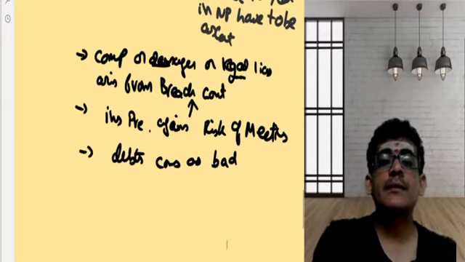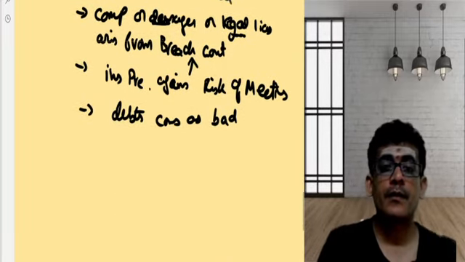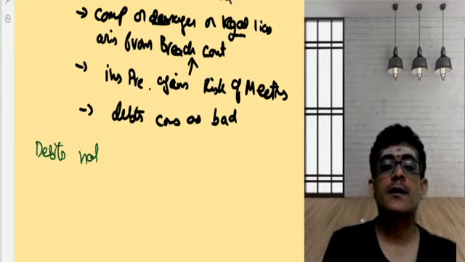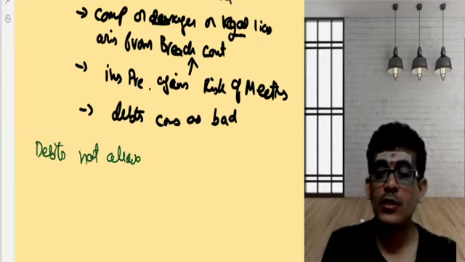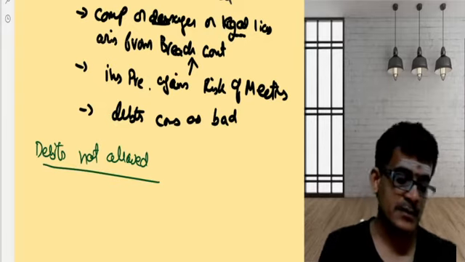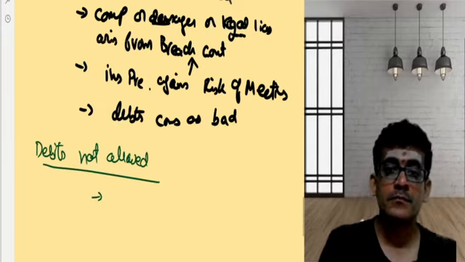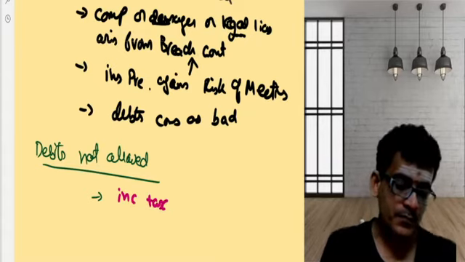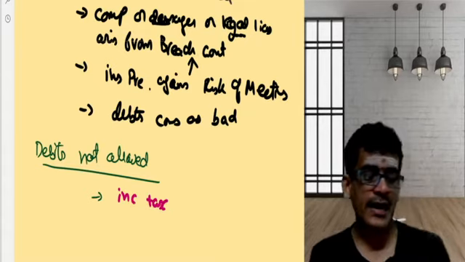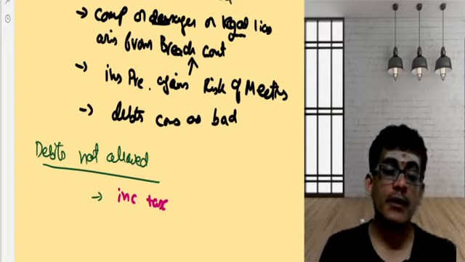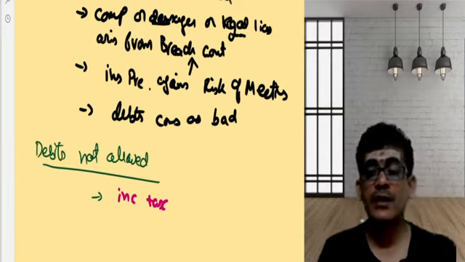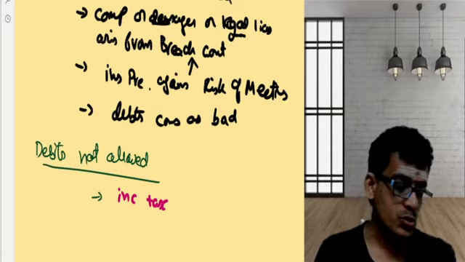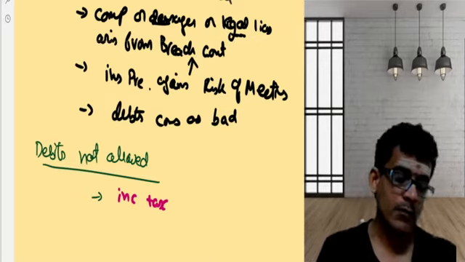Now what are the debits which are not allowed? Let us see. Any sort of income tax, or tax on any other income. So whatever income tax you are having, if that income tax or provision for income tax is debited to the profit and loss account, those sort of debits are not allowable.